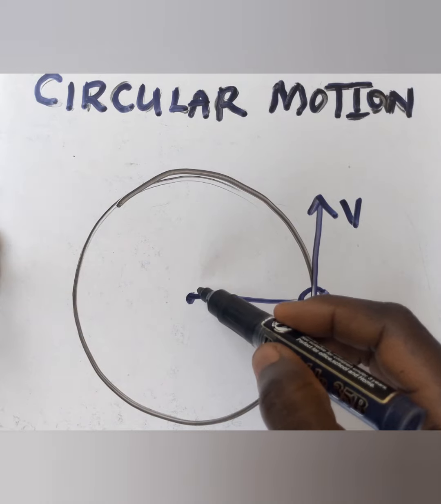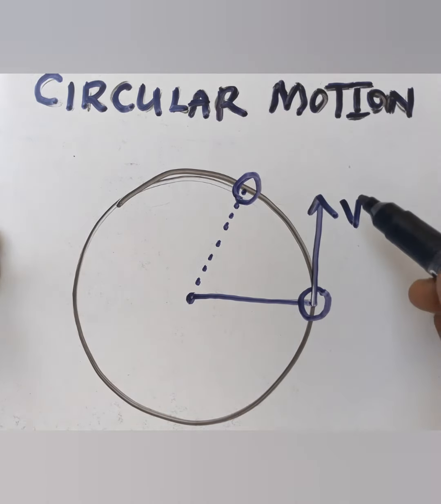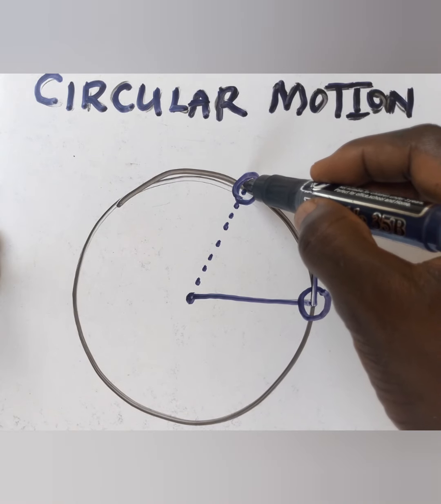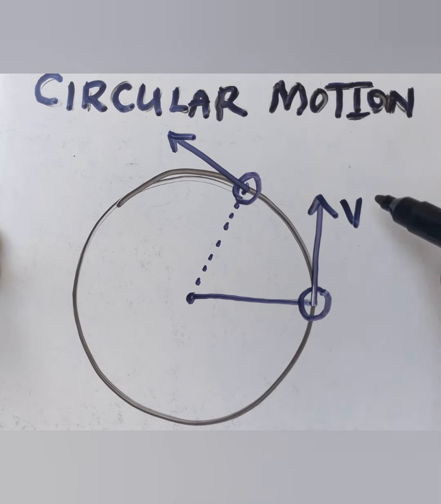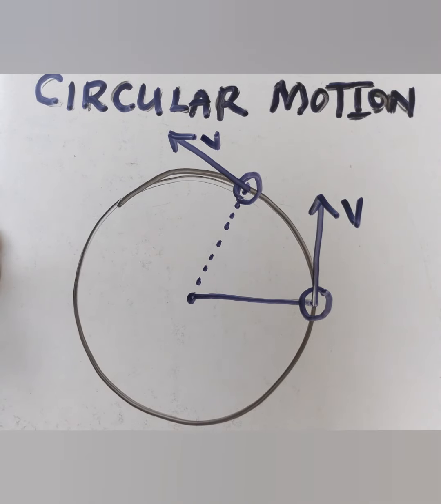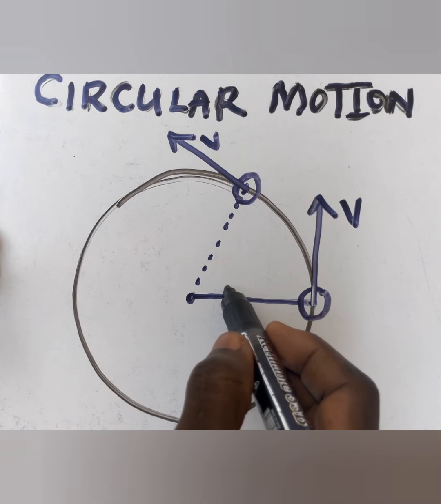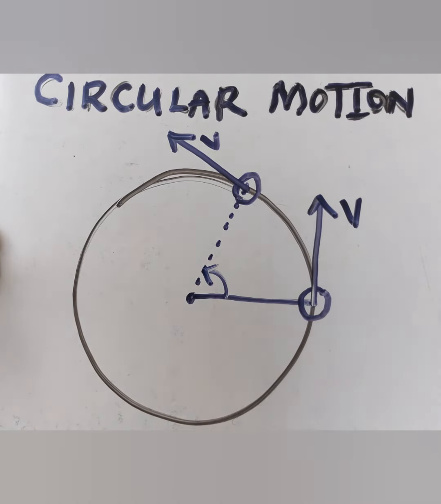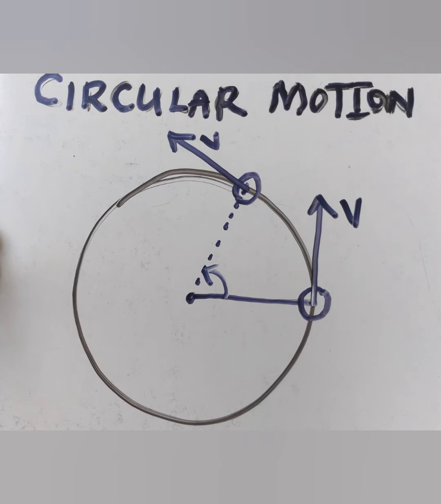By the time the stone gets to this point, the velocity of the stone at this point will also be tangential to the circular path. So it's obvious that the velocity of the stone is changing as the object, the stone in this case, covers some angle. As it makes some angle turn, the velocity of the stone is changing.